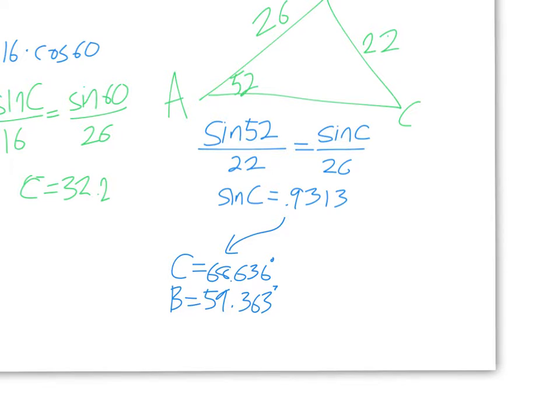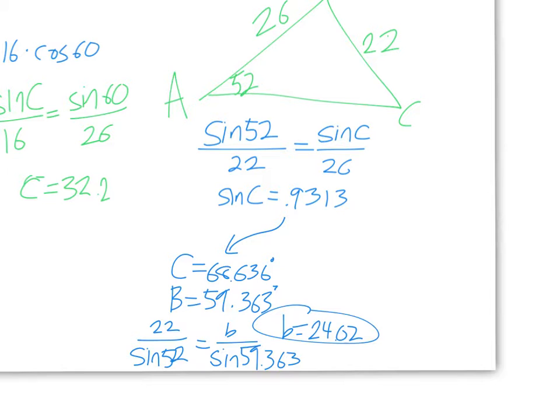From here, I'm going to use the law of sines again to find side B. And I might take the original one, which is A, so 22 over sine 52 is equal to B over sine 59.363. 22 divided by sine of 52 times sine of 59.363. We end up with B is equal to 24.02.